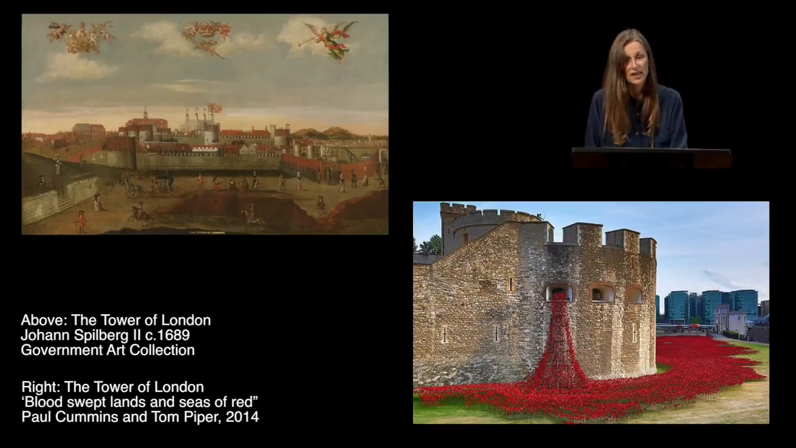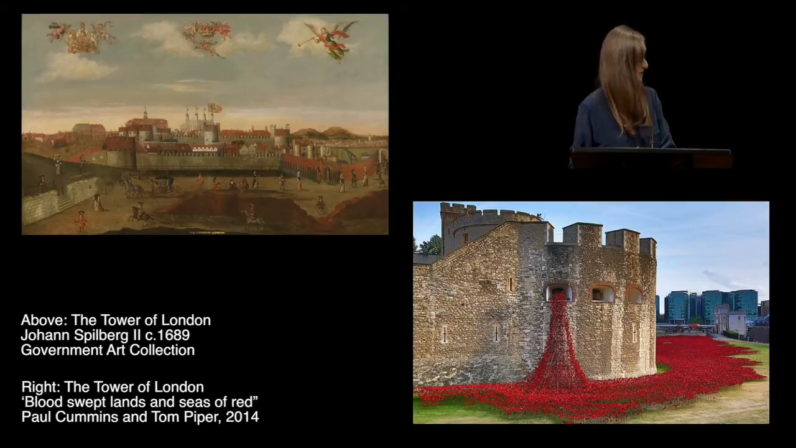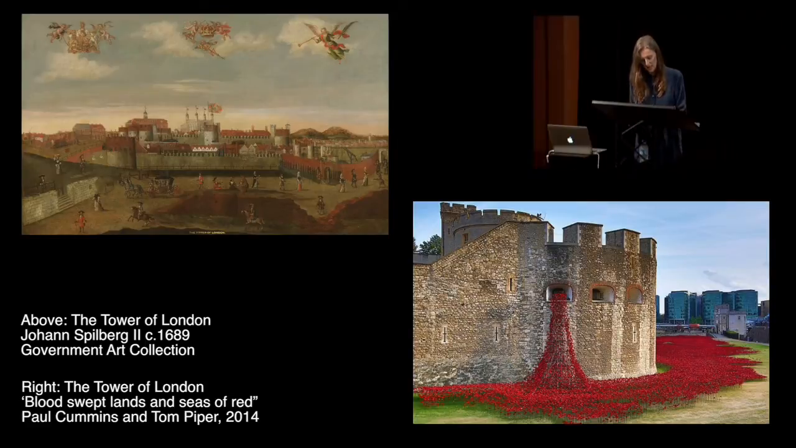Over the centuries, its significance for Londoners and visitors from all over the world has shifted. Here it is towards the end of the 17th century in Johann Spielberg's painting of 1689, very much as part of a fortified settlement with the river in the background. And on the right, as it looks more or less right now, hosting an extraordinary installation by Paul Cummins and Tom Piper to mark the centenary of the First World War.